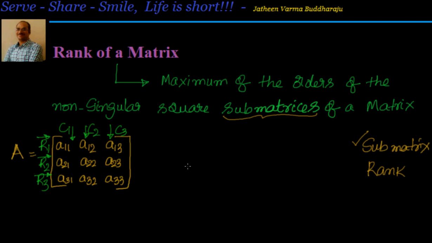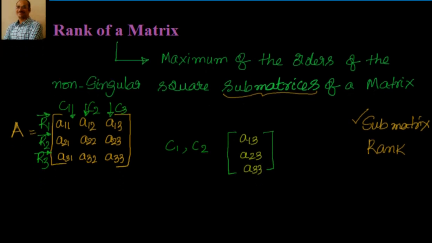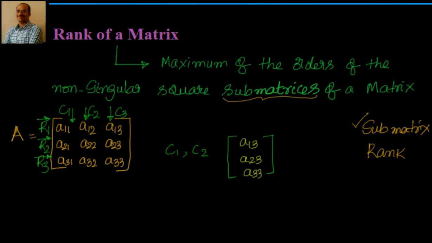Okay, now suppose I remove C1 and C2 columns. Let us remove C1 and C2 columns from this matrix. What will I have? I will have another matrix. If I remove C1 and C2, I will have A13, A23, A33. This is called a submatrix of A because you are removing some rows and some columns. Then the resultant matrix is called a submatrix.